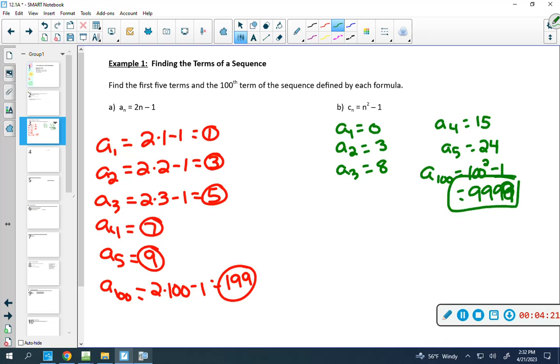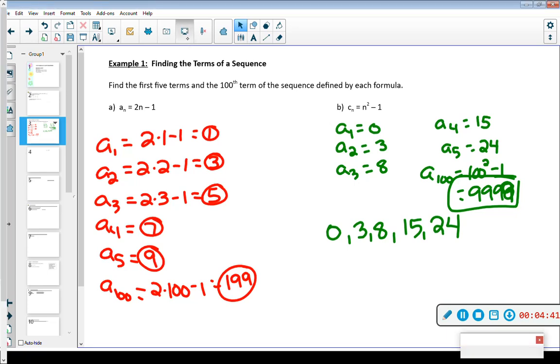Now, other things too. When you write these out, clearly, I don't expect to see that you did 1 squared minus 1. You don't have to write that out. Also, sometimes I have kids that will just write them in a row, like this. I don't care. If you like it that way, it just takes up a little less space. Doesn't matter to me, as long as you got the right numbers, my friends.